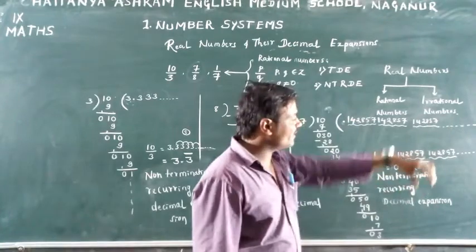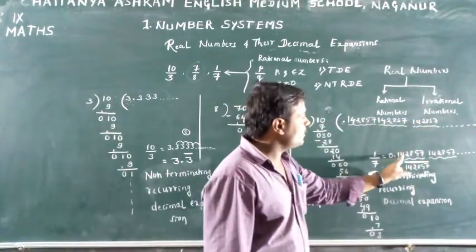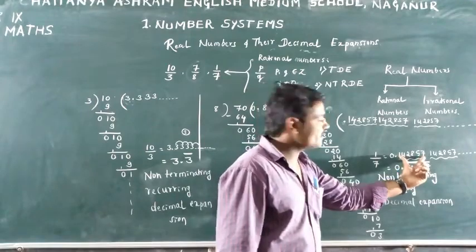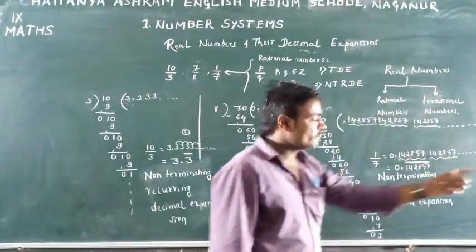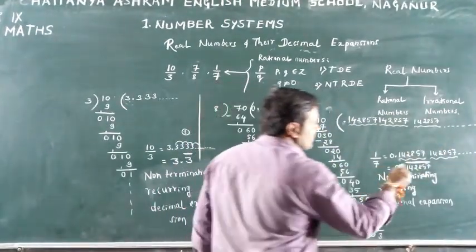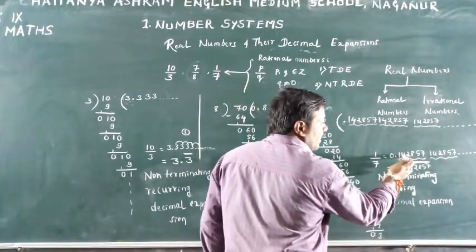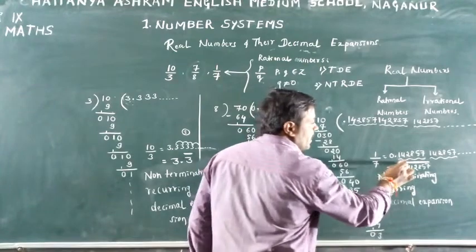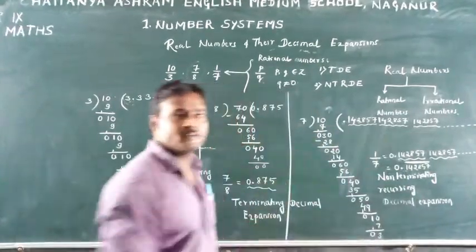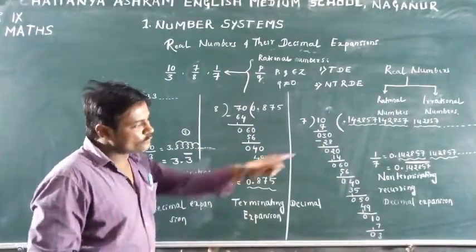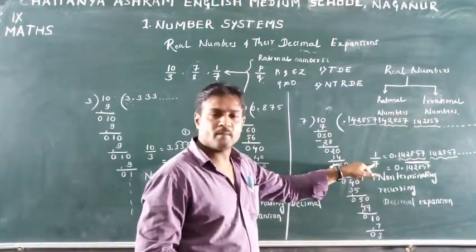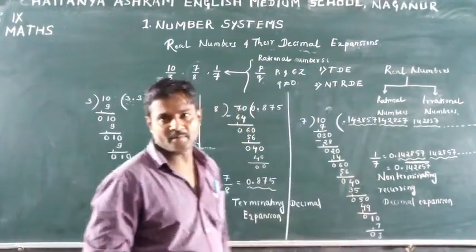How many digits are there in this block? 1, 2, 3, 4, 5, 6. These 6 digits start repeating. This we can write. We have to write all the 6 digits. Yes, write a bar over all the 6 digits. It means all those digits are repeating in the decimal expansion of the rational number 1 divided by 7.